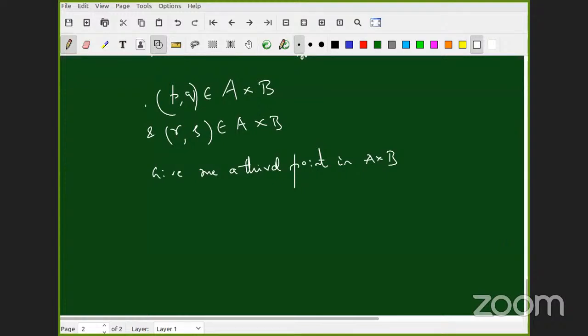Very good. But still time is there. I want all of you to respond. Somebody from R1. Shivakumar. Sir, ordered pair P comma S.